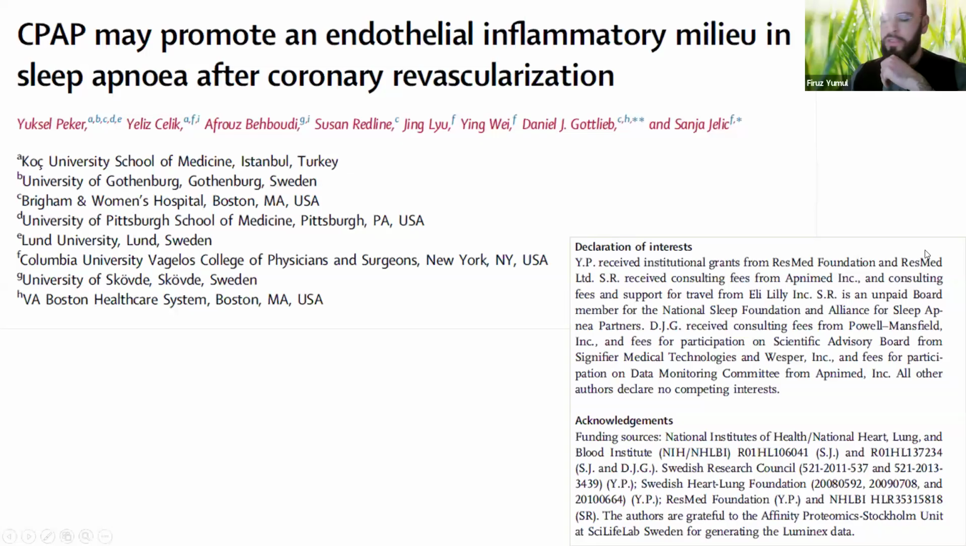The article I chose was called "CPAP May Promote an Endothelial Inflammatory Milieu in Sleep Apnea After Coronary Revascularization." Here are the authors, and the declaration of interest I thought was important. They did receive a grant from the ResMed Foundation as well as ResMed Ltd. Received consulting fees from ApneaMed and some other consulting fees and support from other companies here. But ResMed did give some institutional grants for this study to be conducted.